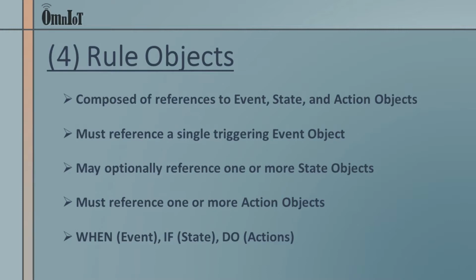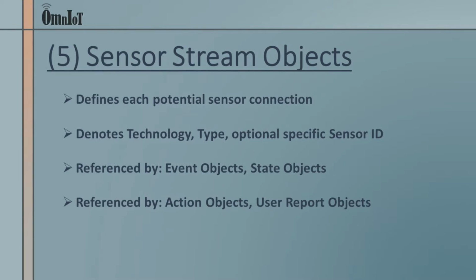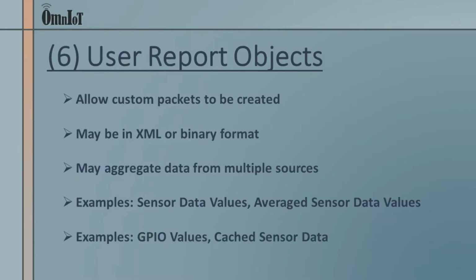There are 2 remaining object types. First, there are sensor stream objects, which provide information regarding the sensors the user may want to connect to. And second, there are user report objects, which allow the user to create custom-tailored data packets. These packets can be in either binary or XML format and can aggregate data from a variety of sources. For example, a custom packet may include one or more recent values from a connected sensor, sensor values averaged over time, a GPIO value, or a cache of historic sensor data values.